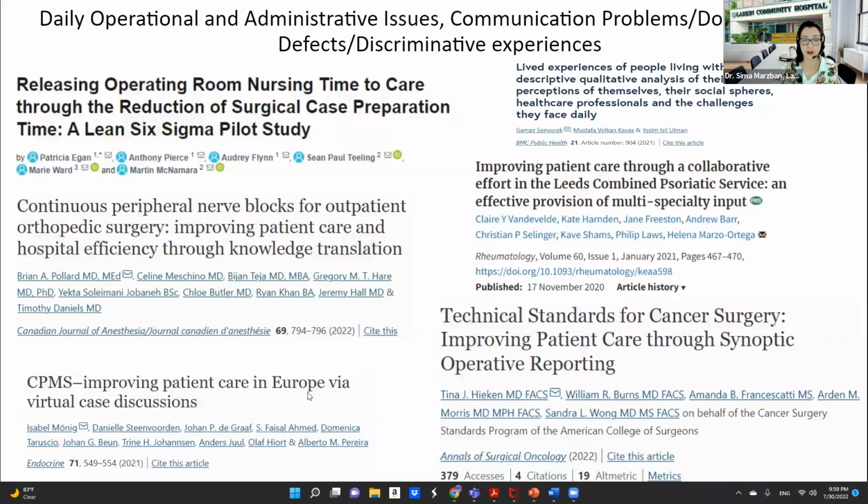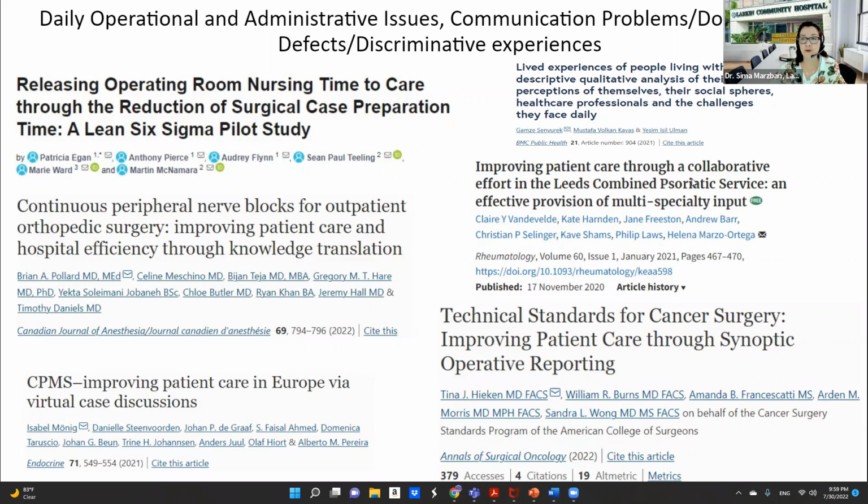Improving patient care in Europe via virtual case discussions. That's an innovative solution. Now, it's not innovative, but it could be, or at least people who have documented this have tried to report an improvement through virtual case discussion instead of bedside discussions or journal club discussions. Lived experiences of people living with HIV. Those are some problems with the community of patients. At the same time, those are daily operational issues.